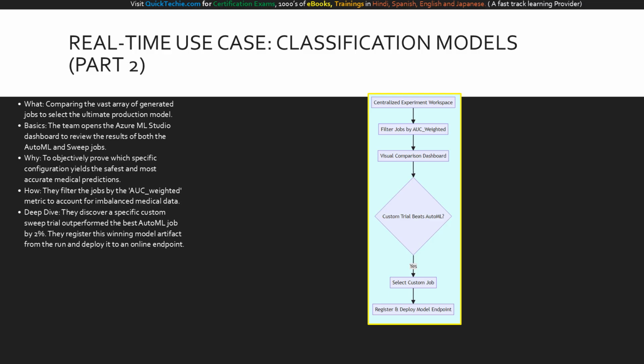In this final workflow, we pull data from our centralized experiment workspace. We immediately filter the noise by sorting jobs by our target metric, AUC weighted. The visual comparison dashboard reveals the truth: the custom trial beat the AutoML baseline. We take the top path, select the winning custom job, and seamlessly register and deploy that model endpoint to production. That is the power of comparing model performance across jobs.